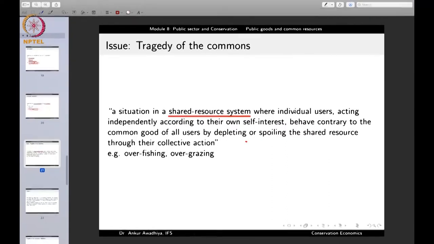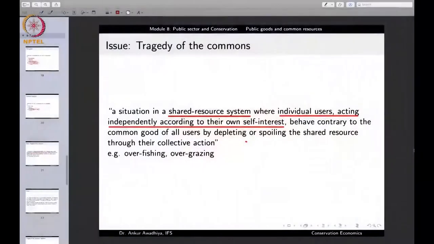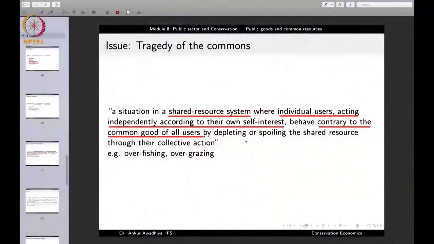And in this tragedy of commons, there are these individual users who are acting independently according to their own self-interest. And they are also doing rational thinking. But in doing this rational thinking and in acting in their own self-interest, they act in a manner that is contrary to the common good of all the users. So by acting in their self-interest, they act against the interest of all the users, by depleting or spoiling the shared resource through their collective action.